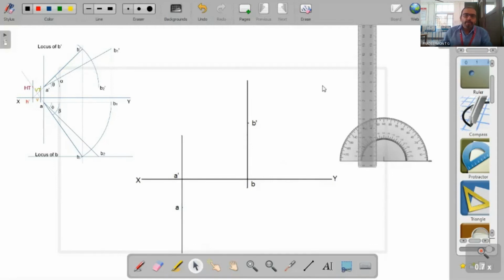So now we have obtained all the required 4 points: A dash, A, B dash, and B. Now join these points using thicker straight lines. So join A dash with B dash. So this is our front view, and A with B.